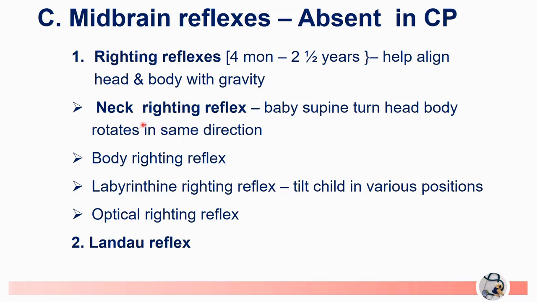Then you check the neck righting reflex: put the baby in supine position and turn the head, and the body also rotates in the same direction. Then body righting reflexes and labyrinthine righting reflexes: tilt the child in various positions, and the child will try to balance. This is another balancing reflex. Then optical righting reflexes, and another midbrain reflex is the Landau reflex. You should check all these reflexes in detail.